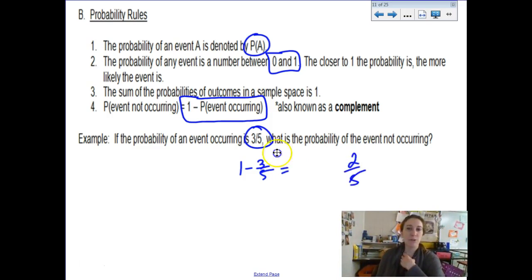But if you want to use the formula they just gave you, 1 minus 3/5, common denominators and all that, right? 5/5 minus 3/5 is how they get the 2/5 mathematically.